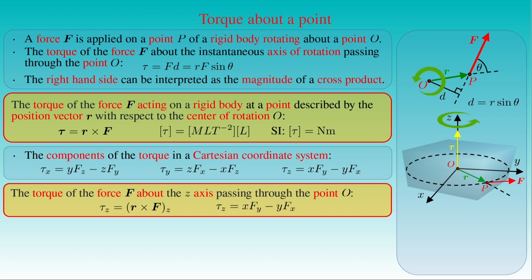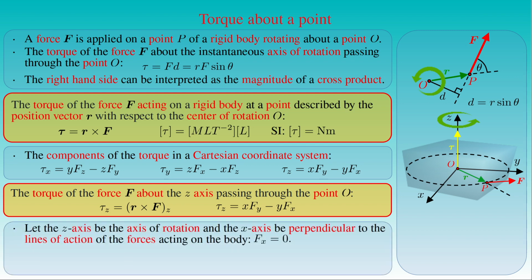If the line of action of the force F exerted on the body is in the xy plane or in any plane parallel with the xy plane, then the z-component of the torque τ can be written in the form introduced in the scalar definition of torque. For the z-axis as the axis of rotation and the x-axis perpendicular to the line of action of the force, the x-component of the force F vanishes. As a result, the formula describing the z-component of the torque reduces to the product of the x-coordinate of the point of application P and the y-component of the force F.